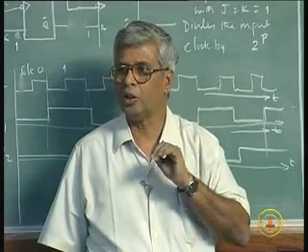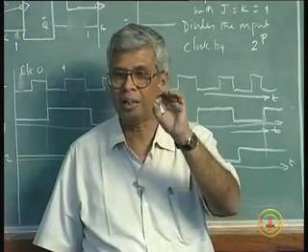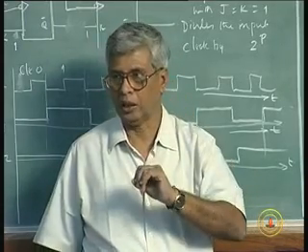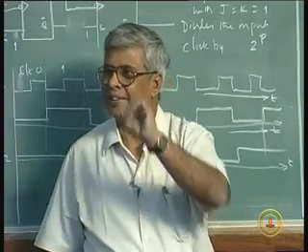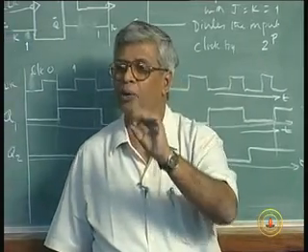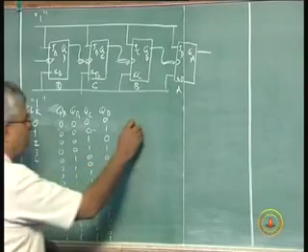So this also can be used as a counter. A divide by 2 power n circuit can be used as a 2 power n counter. So this is a 2 power 4 counter.